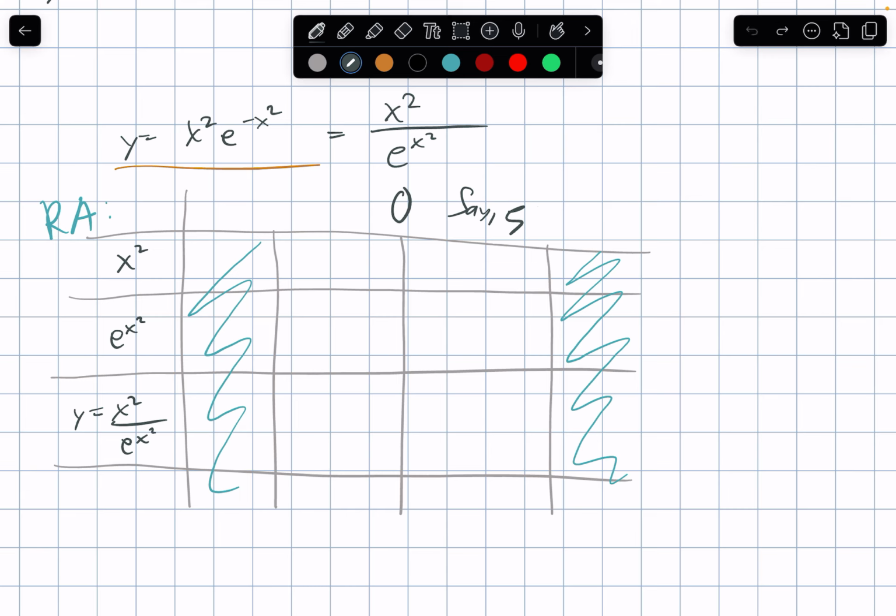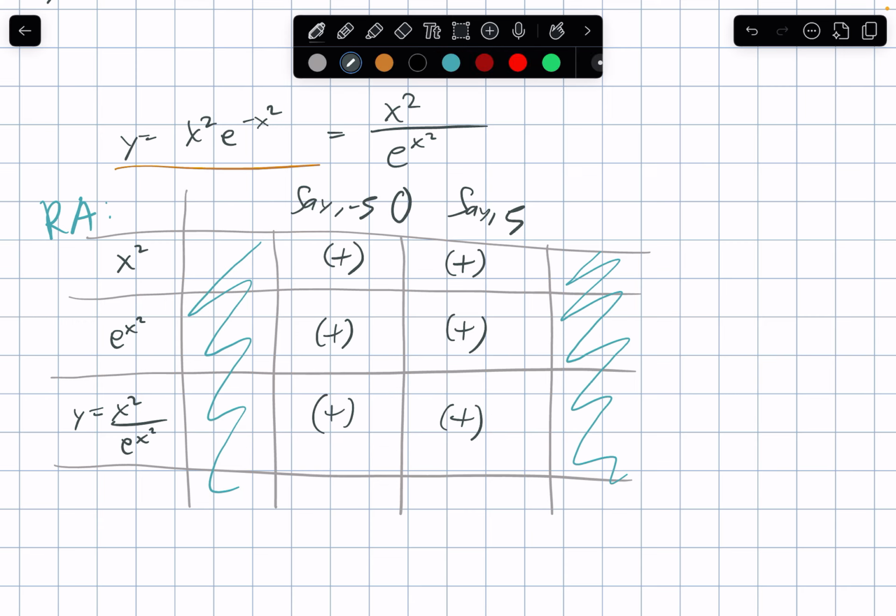Let's substitute 5 in x squared. So 5 raised to 2 is 25. 25 is a positive value, so positive. And then say -5, still positive. E raised to 25, still positive. This is still also positive. 25 over, this is still positive. Still positive.